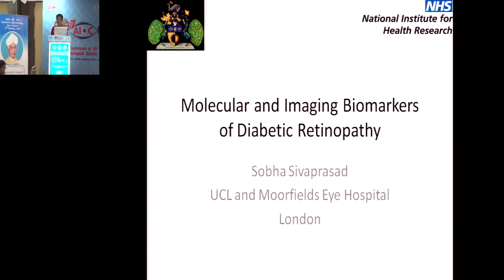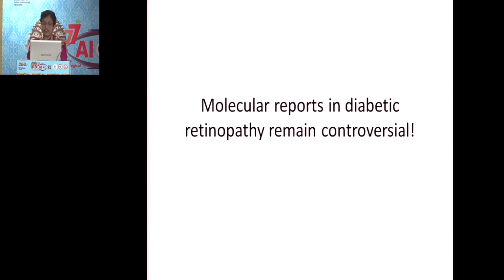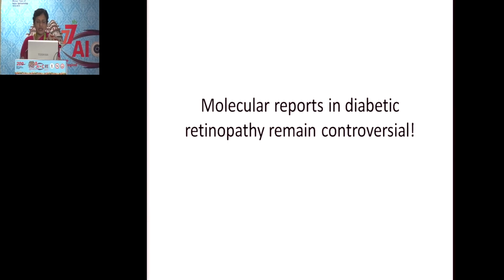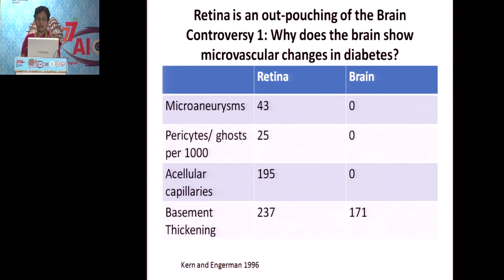Good morning, everybody. I totally echo my previous speakers that diabetes is a multifactorial disease, and no one molecule can answer our question of trying to prevent or treat diabetic retinopathy. I'm just going to give you an overview of the molecular reports, which are highly controversial at the moment. So the first question we need to think about is, why does the retina, being an outpouching of the brain, show microvascular changes only in the retina and not in the brain?